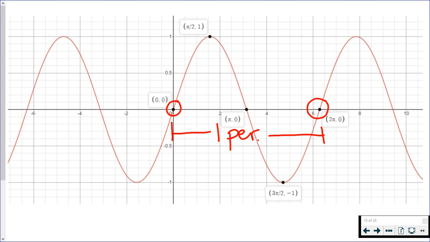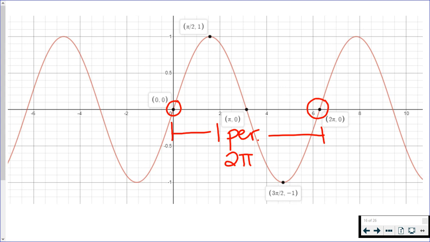So if you look between 0 and 2 pi, that's one cycle of the graph, which is one period. So with the sine function, your period is equal to 2 pi. So it takes a length of 2 pi to get through an entire cycle of the sine graph.